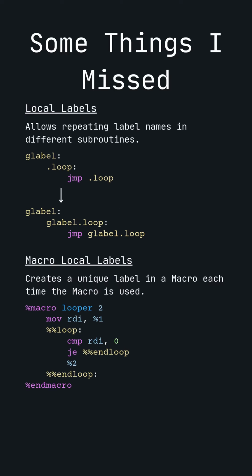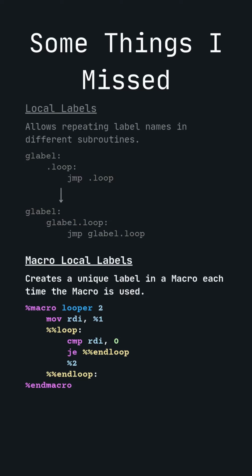In this series, I've used local labels many times, but I never explained exactly what they do. Local labels start with a single period and allow you to repeat the same label multiple times in different subroutines. This works because the assembler replaces local labels with the previous global label concatenated with the local label. This means that you cannot have two local labels in the same subroutine.